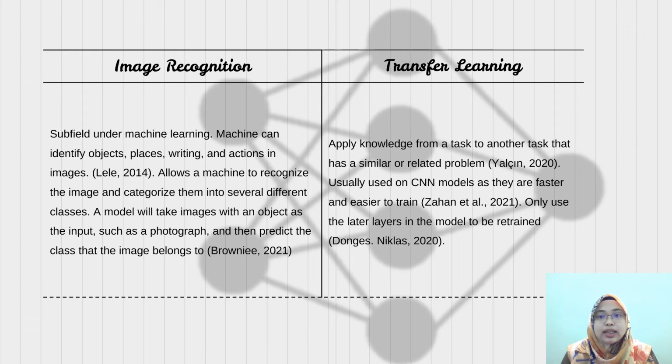The next one is transfer learning. Transfer learning is the application of knowledge from a task to another task that has a similar or related problem. Usually, transfer learning is used on CNN models as they are faster and easier to train. In transfer learning, only the later layers in the model will be retrained.